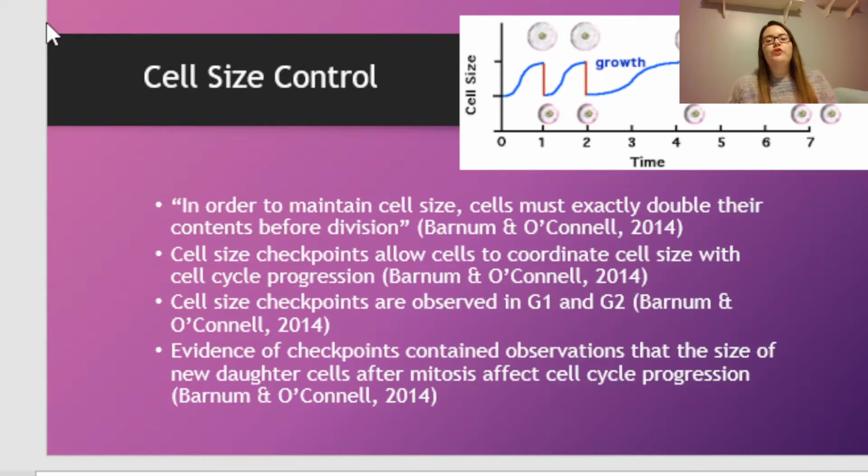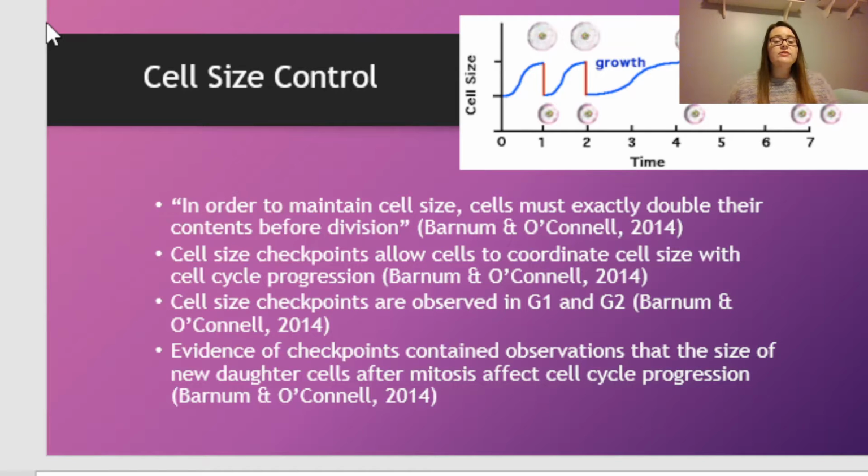They have to do this to ensure that each daughter cell is supplied with the appropriate amount of DNA, genetic material, and biosynthetic material. That cell has to be large enough for the appropriate amount of material to keep going. That is why that cell has to double in size to go through this process. And the cell size checkpoints that we just saw earlier allow the cell to coordinate cell size with cell cycle progression.